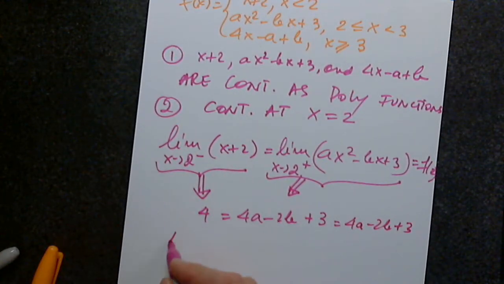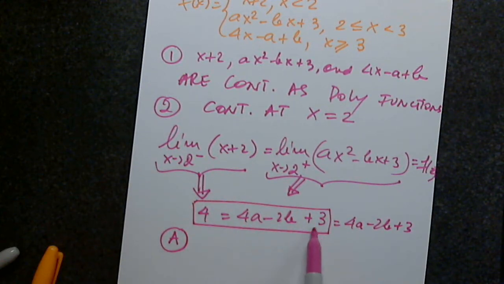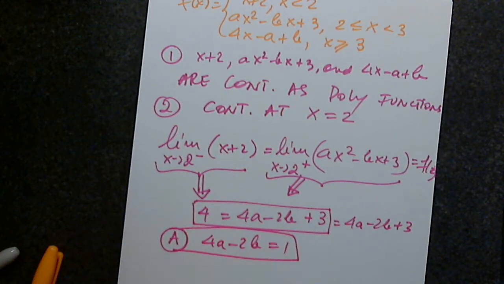So then I'm going to call this equation A. What do I mean by equation A? I'm going to move 3 to the other side. 4a minus 2b equals 1. This is equation A. Good. So now the next step, you already told me, number 3.